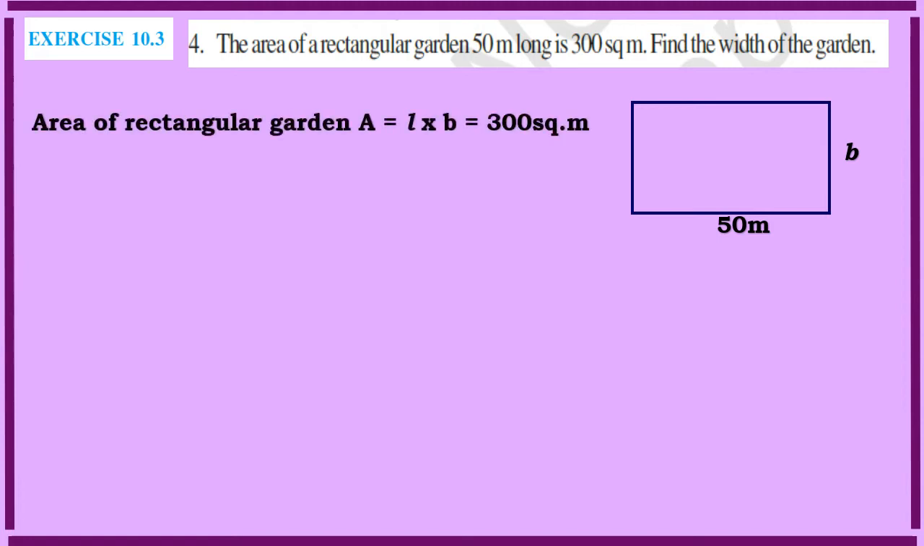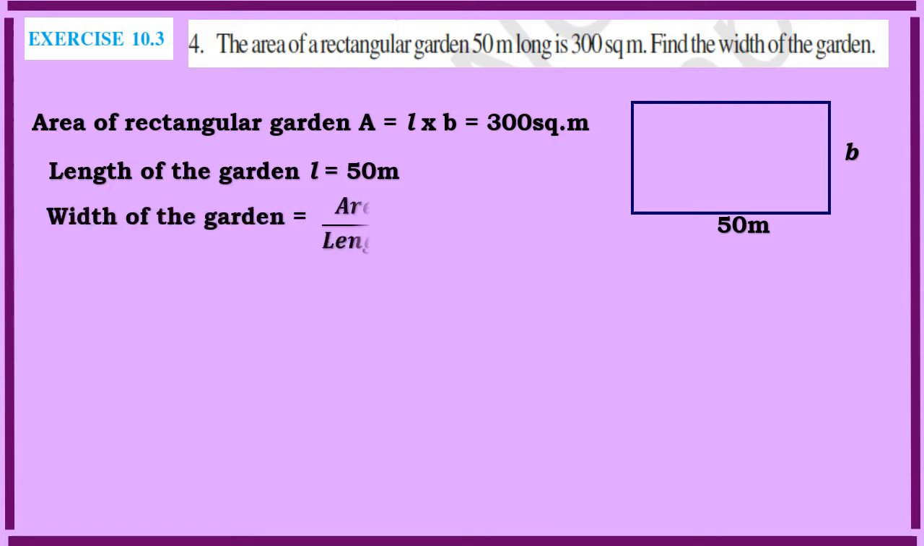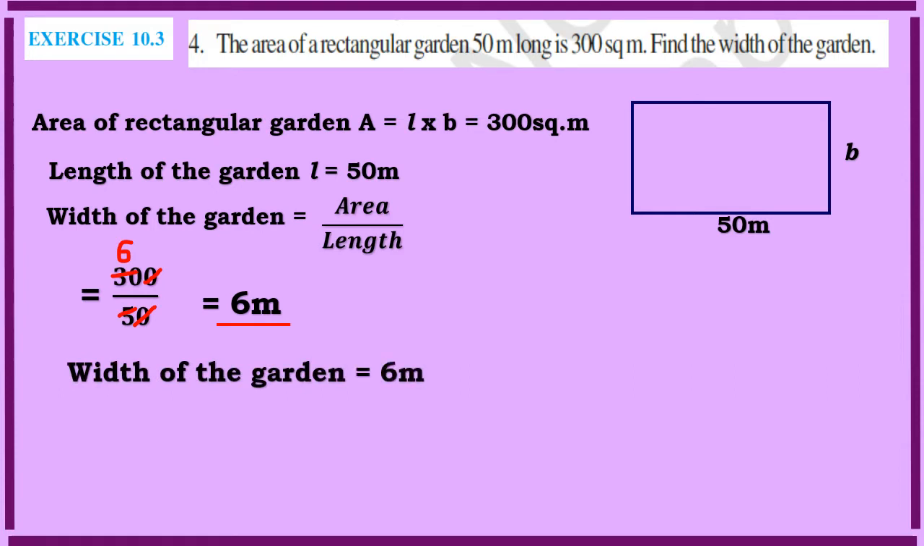But to find that, what is given? Area is given. Area of a rectangle is what? Yes, L into B. L into B is 300. Length is given 50 meters. So width will be what? Area divided by length. So which is equal to 300 by 50, which is equal to 6 meter. So the width of the garden is 6 meter. So when area and length or breadth, any one of them, is given, to find the other, you have to divide area by length or breadth. Okay.